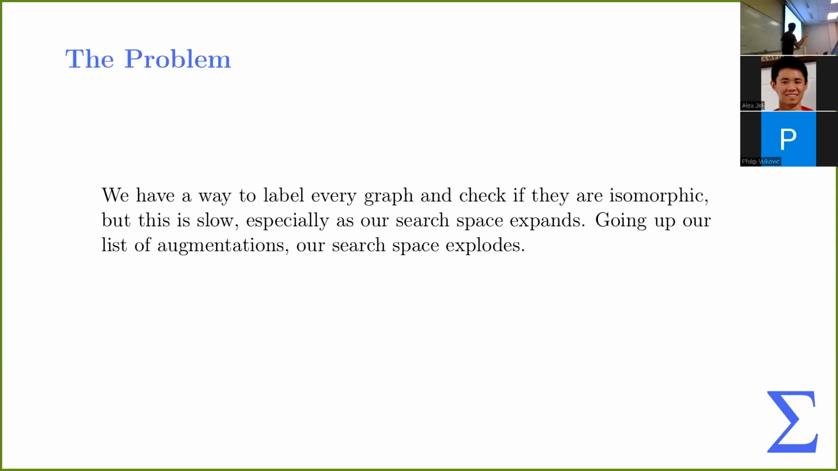Anyway. So we're going to assume we have a way to check that graphs are isomorphic, right? This is a slow process, but it exists. There's software that solves this. The most famous software is called Nauty. I don't remember what it stands for.